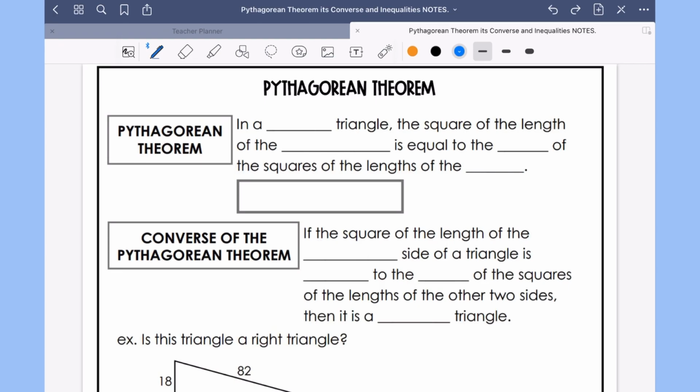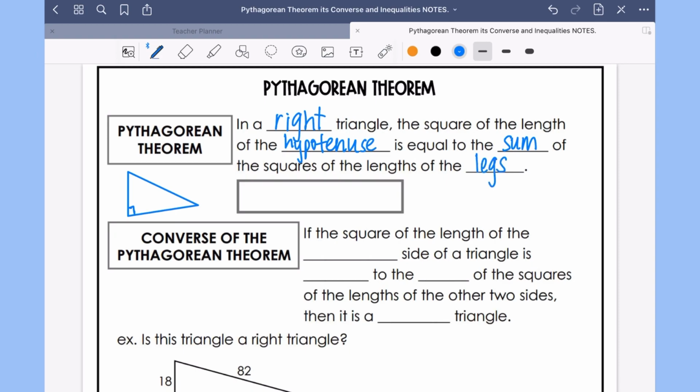So the Pythagorean theorem is a theorem that can only be used for a right triangle. So remember that looks like this. Excuse my drawing. It has to have a right angle there. So in that right triangle, the square of the length of the hypotenuse is equal to the sum of the squares of the lengths of the legs.